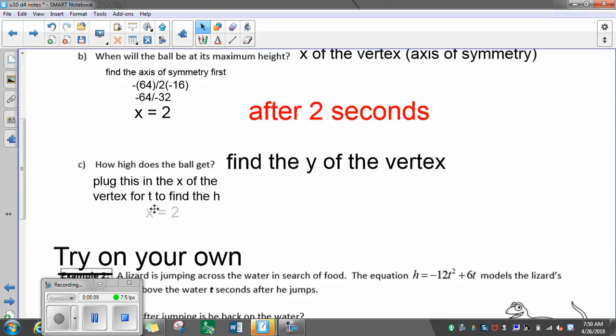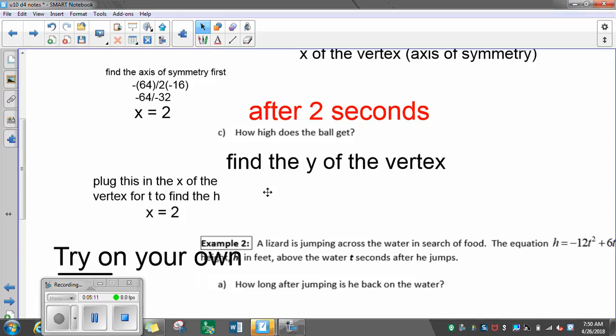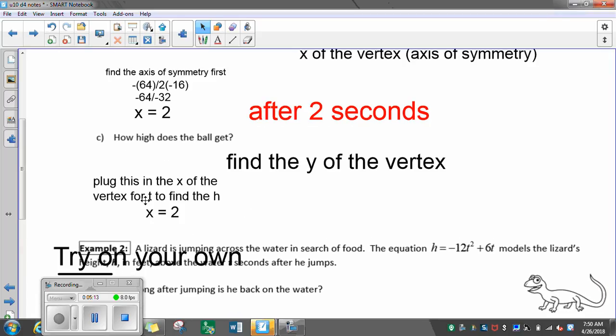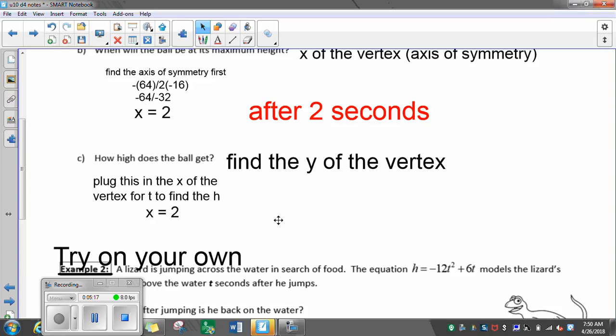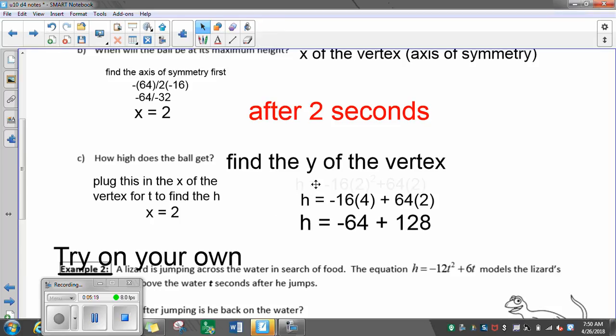So, ooh, things are moving today. So I go ahead and plug that in. Oh, I'm going to work backwards. Okay, cool. So I plugged 2 into the equation for the t's, because 2 is my time. I get this, so I go ahead and square the 2, I get 4, multiply negative 16 times 4, and 64 times 2, I get negative 64 plus 128, and my height equals 64 feet then.